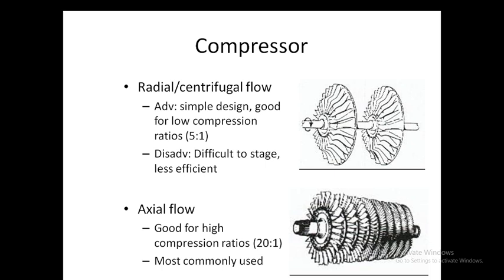Okay, so we are not going deep here, but the advantages of this radial or centrifugal compressor are that it has a simple design and it is good for low compression ratio. The disadvantage is that it is difficult to stage and less efficient. Then the third one, the axial flow compressor, is good for high compression ratio and it is most commonly used. Okay.